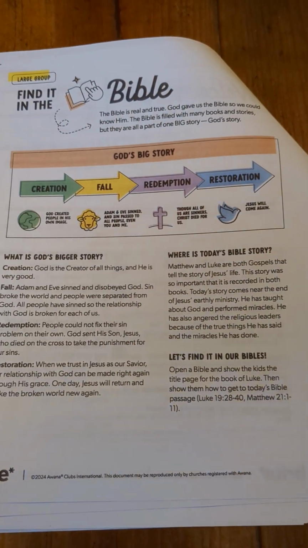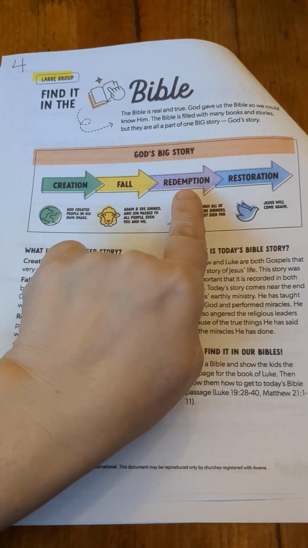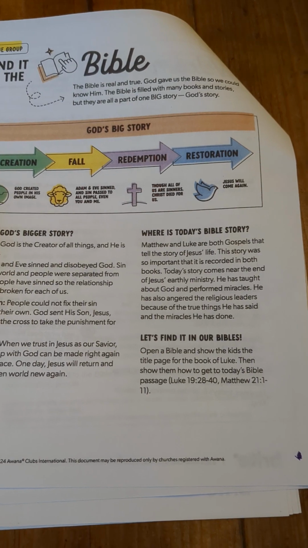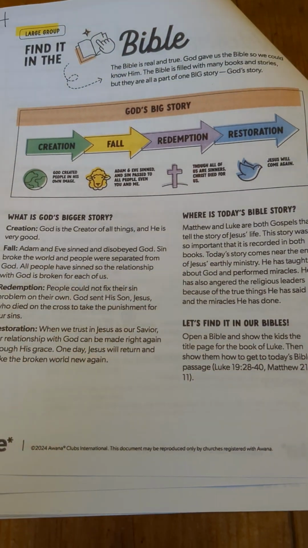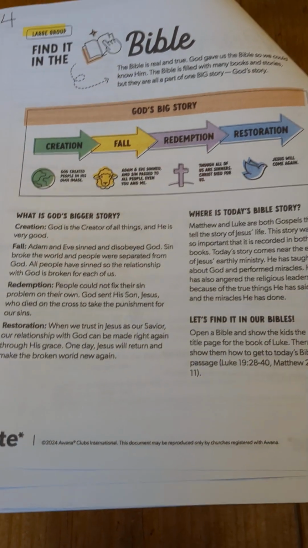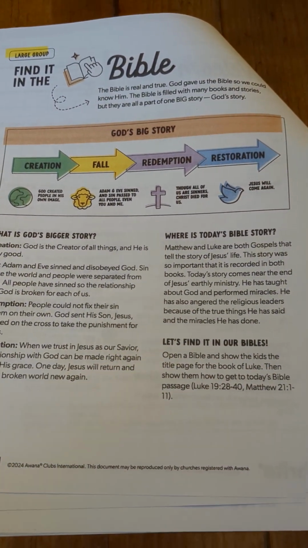So looking at page 4, you're going to walk the kids through God's big story of creation, fall, redemption, and restoration. You can read this just directly to the kids, and this is like an intro to the story that we're going to be looking at today, that this is just a part of God's big story. So this is it for the Find It in the Bible to help get their brains ready for doing our Bible study today.